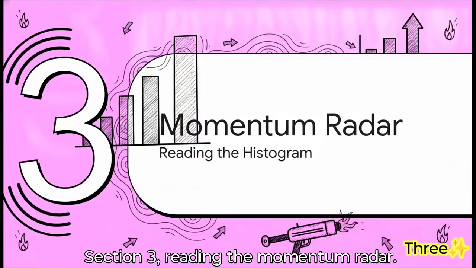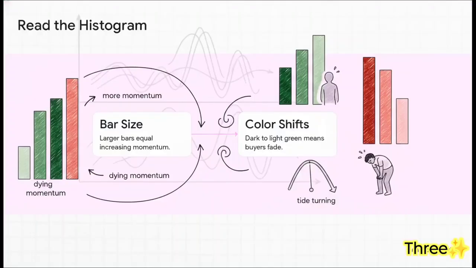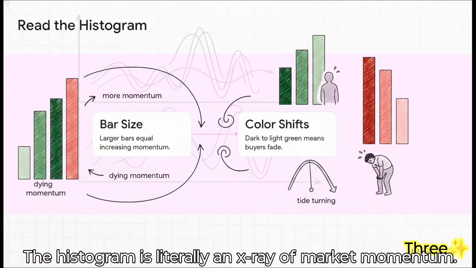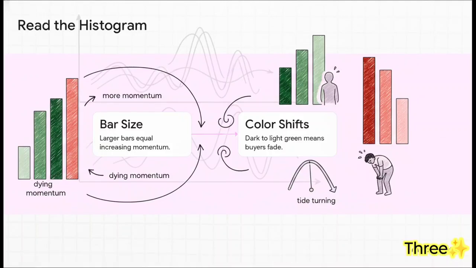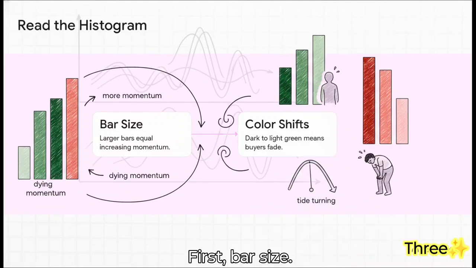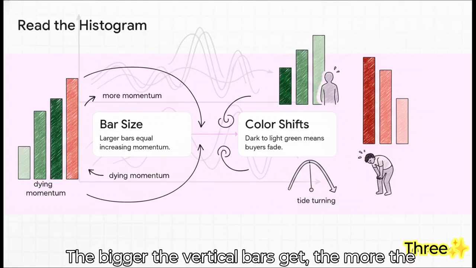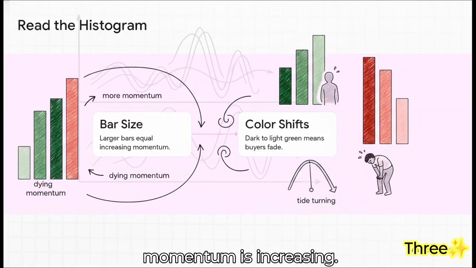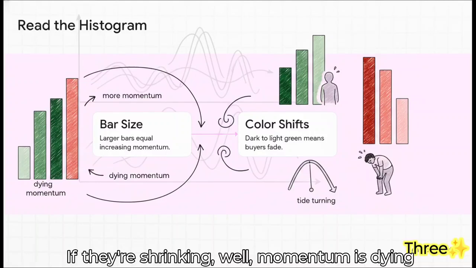Section 3. Reading the momentum radar. Now that we've filtered out the noise, let's turn up the heat a bit. The histogram is literally an X-ray of market momentum. It's your radar. Here's exactly how you read it. First, bar size. The bigger the vertical bars get, the more the momentum is increasing. If they're shrinking, well, momentum is dying out.